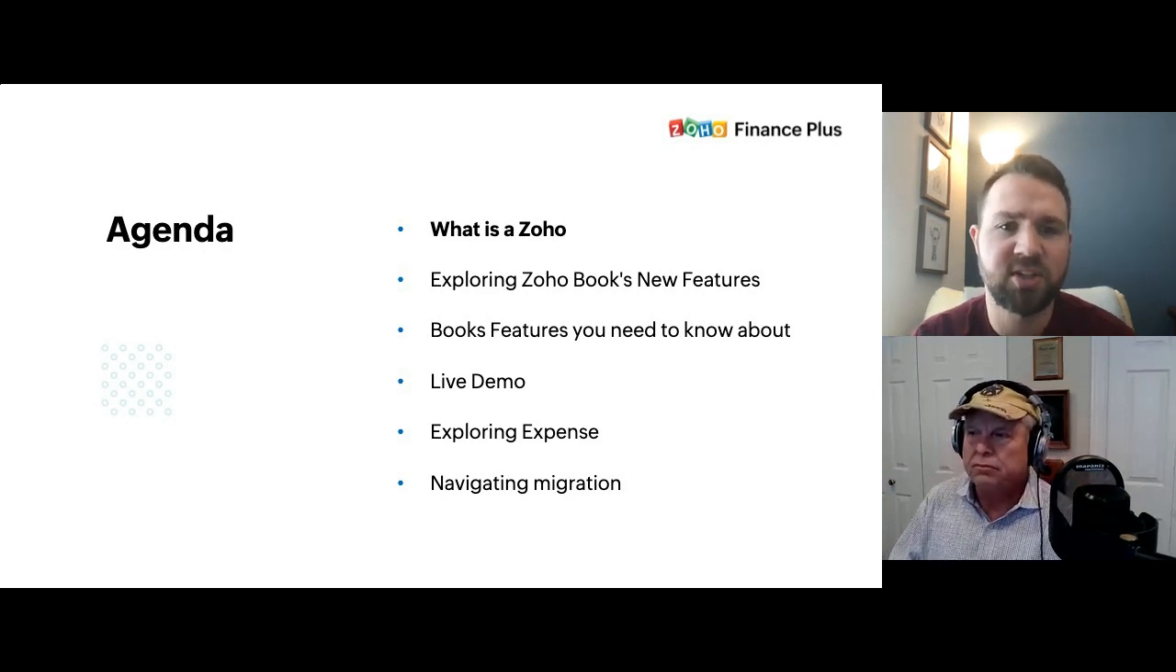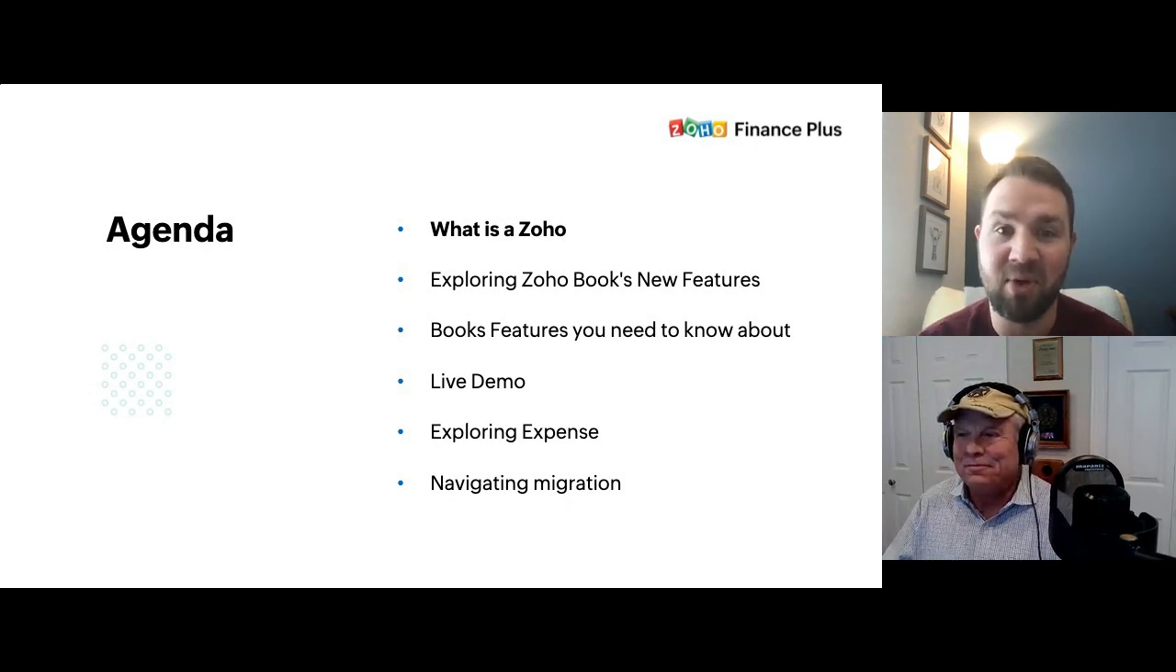Let's go over the agenda real quick. We're going to start the session off with what is a Zoho? I put that in there, a funny way of saying that, but that's something Val always says, and you see him laughing over there. I just think it's a funny way to put it, because really Zoho is a little overwhelming, and what is it to a lot of people? We'll also be exploring Zoho Books' new features, the 5 Books features you need to know about.